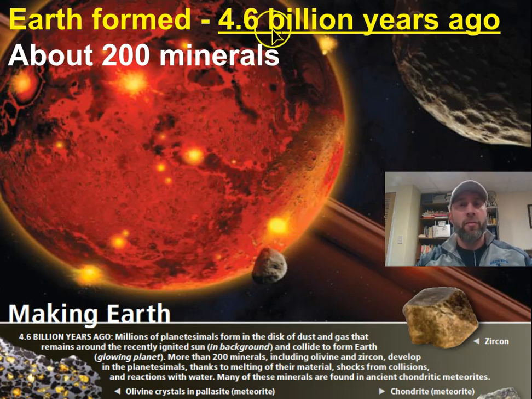So again, about 4.6 billion years ago is when our planet Earth, what we call home, finally started to form. And at this point, we were only about 200 minerals. It started to all coalesce together, and again, at this point, we're still really hot and uniform. Think about it, just a big ball of magma or lava floating out in space.